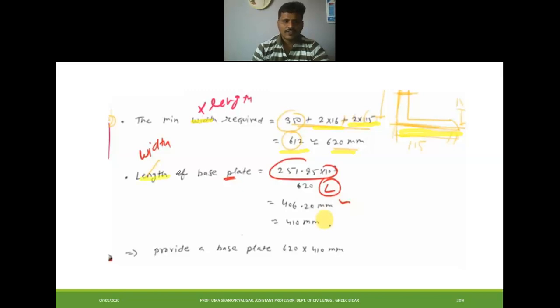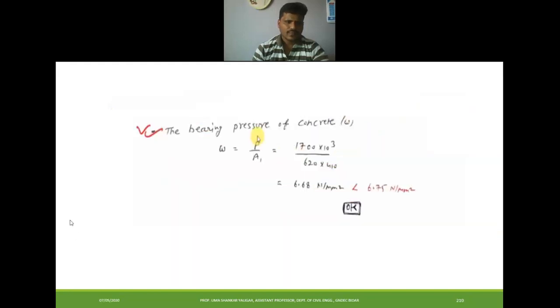Okay, similarly the width of the plate is equal to, as you know the area is 251.85 into 10 raised to 3. If it is divided by the length 620, you will get the width as how much? 406.20, and this is what I have taken as 410. Now let us provide a base plate of 620 by 410. Then we need to calculate the W, P by A1, where P is the load and the area of the plate we have provided is 620 by 410. This value should be less than the bearing strength of the concrete. Hence it is okay.